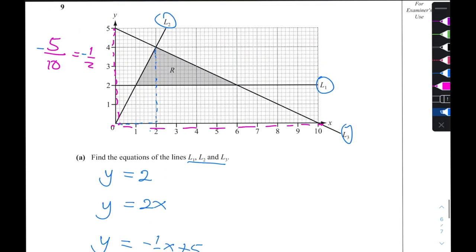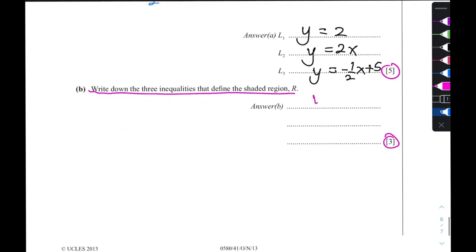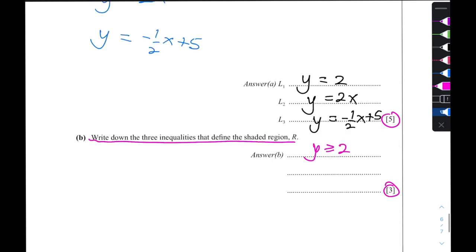If you look at the L1, they shaded in relation to upward, okay? That means that y is what? Is greater or equal to 2, okay? It satisfies all that range of values, so y is greater or equal to 2. Now let's go to L2.